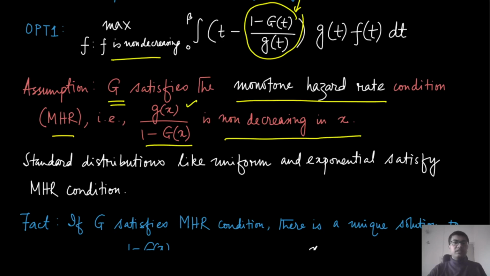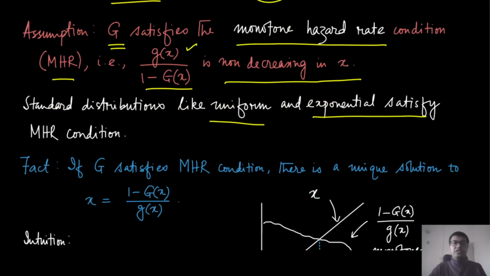So this is not a very restrictive assumption, because there are certain standard distributions like the uniform distribution and the exponential distribution which satisfy the MHR condition. Now why did we actually assume this? What are the implications of this result? The fact that we can show is, if we have a function, a G function, which satisfies this monotone hazard rate condition, then you can actually have a unique solution to this expression.